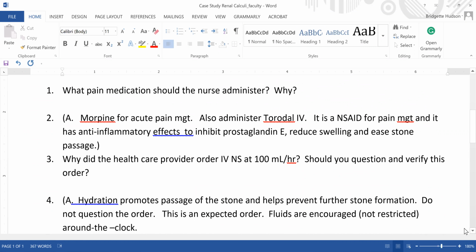Now, the only time we would have an issue is if the stone was too big to pass. But the hydration also prevents further stones from forming. So the order doesn't need to be questioned.